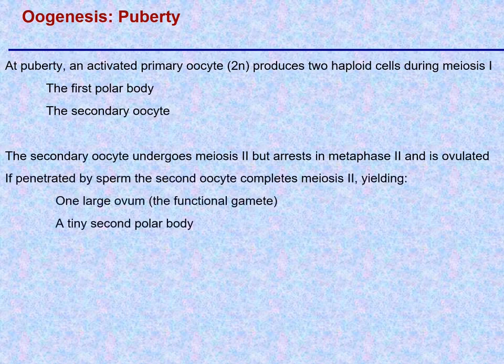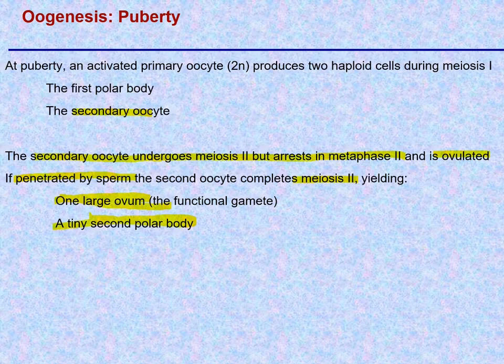And these slides go through everything that I was just saying. The first polar body and the second oocyte. The secondary oocyte undergoes meiosis 2, but arrests, stops. It gets ovulated. If and when it's penetrated by sperm, it completes meiosis 2, leading to one large fertilized egg and another polar body. It's called a second polar body.